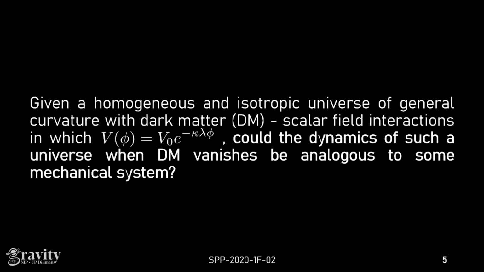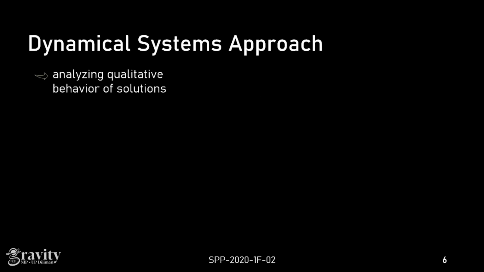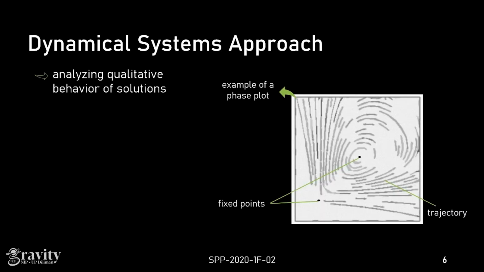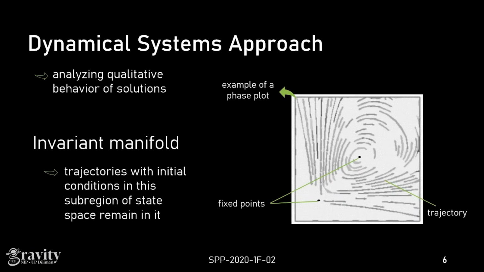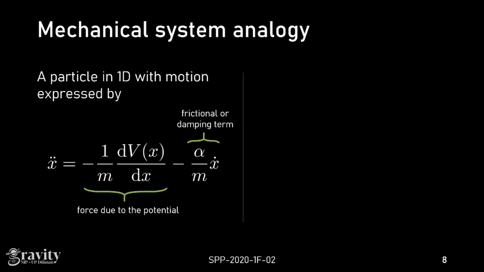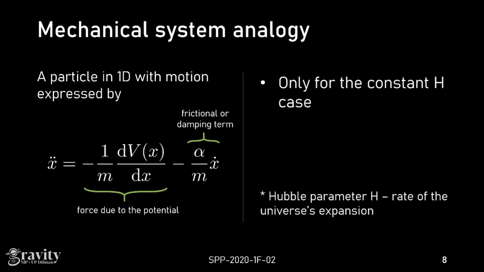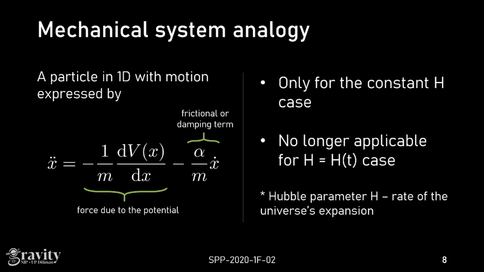mechanical system? Using the dynamical systems approach, and analyzing the invariant manifold where dark matter vanishes, it turns out that we can find similarities with the behavior of a familiar mechanical system, but only when the Hubble parameter is constant. Such a connection is no longer applicable when the parameter becomes time-varying.